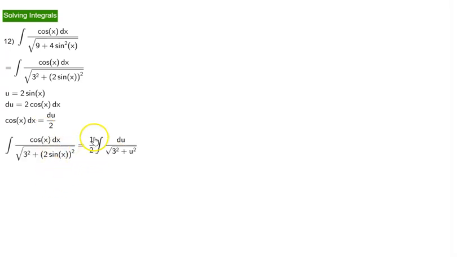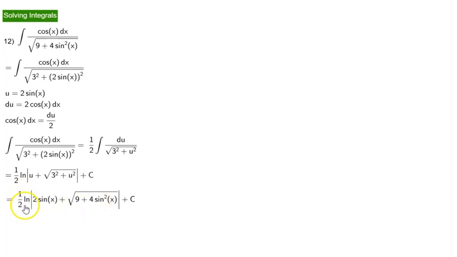So after substitution, we end up with 1 by 2 integral of du by square root of 3 square plus u square. And we know that the integral for this is natural log of absolute value of u plus square root of 3 square plus u square plus c. Of course, we need to remember that that is what this is. Now we substitute back u. We get 1 by 2 natural log of absolute value of 2 sine x plus square root of 9 plus 4 sine square of x plus c.